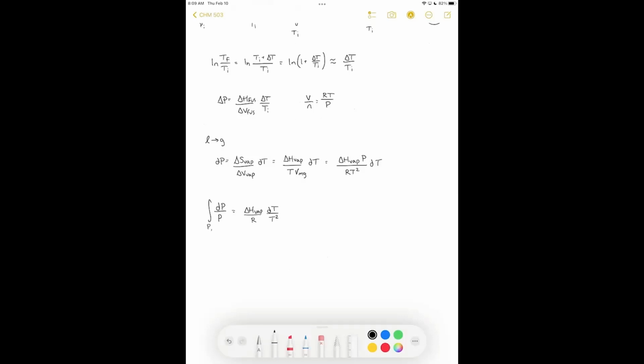So we'll integrate dP over P from P initial to P final, and we'll integrate dT over T squared from T initial to T final. And again, we're assuming, like before, that the delta H of vaporization is independent of the temperature. So this gets us that the natural log of P final over P initial is equal to negative delta H of vaporization over R times 1 over T final minus 1 over T initial. And this is how the pressure of a gas would change with respect to a temperature change.